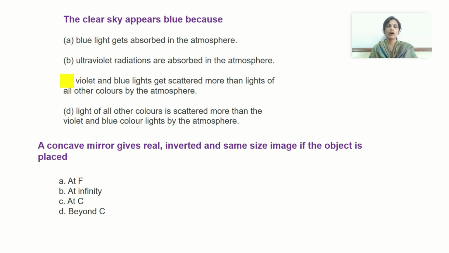Next is: a concave mirror gives a real, inverted and same size image if the object is placed at which position? Now see, the table is given to you: the object position, the image position, size of the image and nature of the image, and quickly it should reflect in your mind. So for this particular case, the object should be placed at the center of curvature. The image is also formed at the center of curvature. The size of the object and the image is exactly the same at this position.